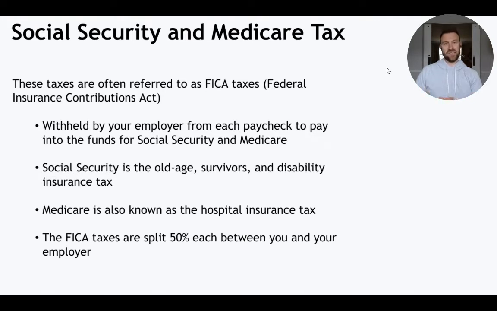The Medicare portion of the tax is also known as a hospital insurance tax. So again, when you turn 65, it's this fund that we've put money into our working lives that provides for some insurance benefits as we are a little bit older in life. The FICA taxes are split 50-50, so you won't see this, but your employer actually pays a match on the amount of tax that is pulled out of your paycheck.